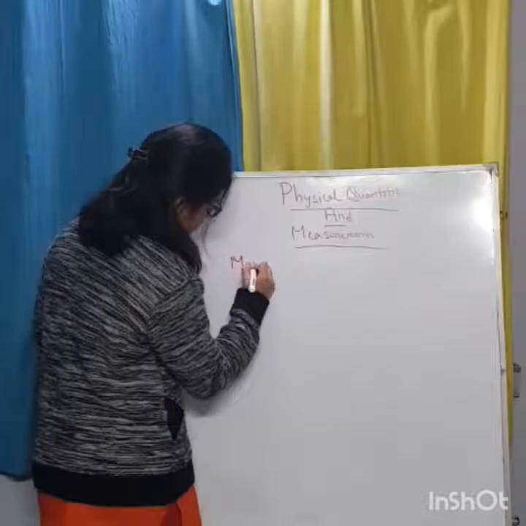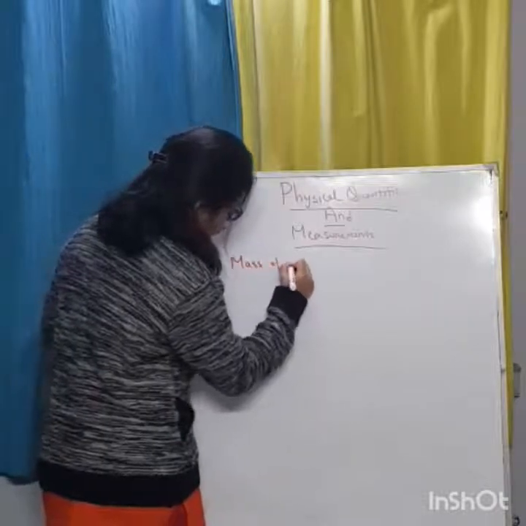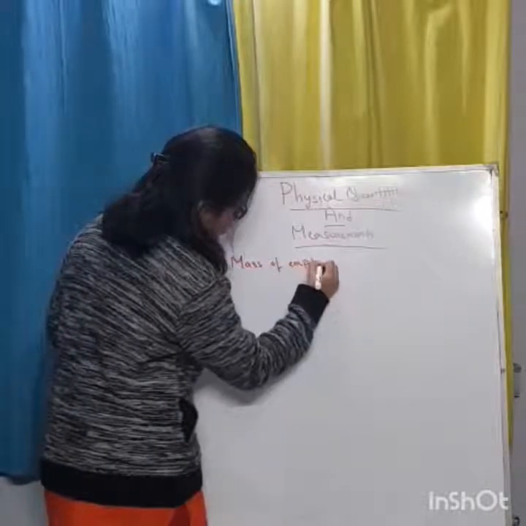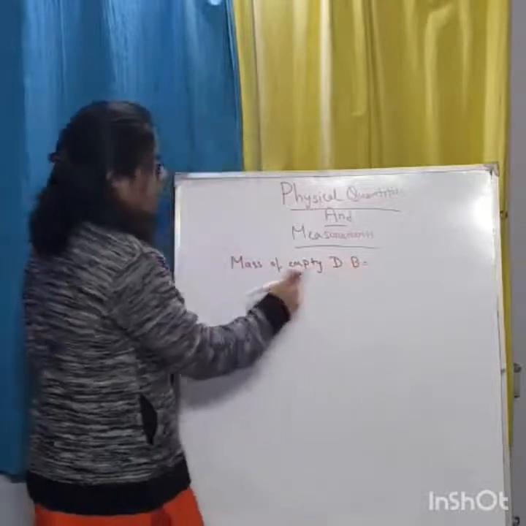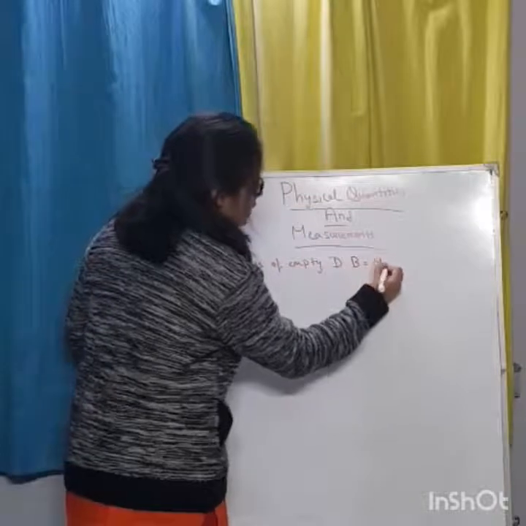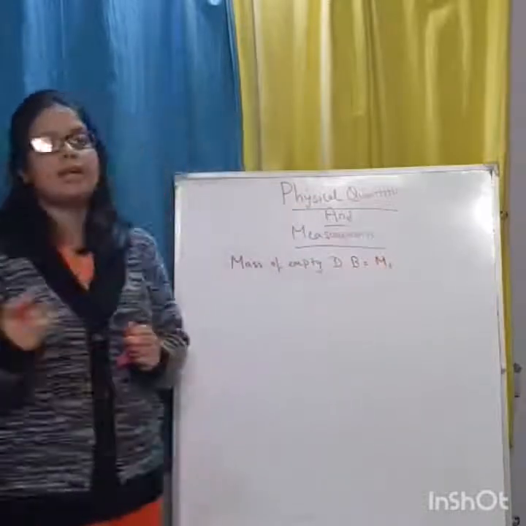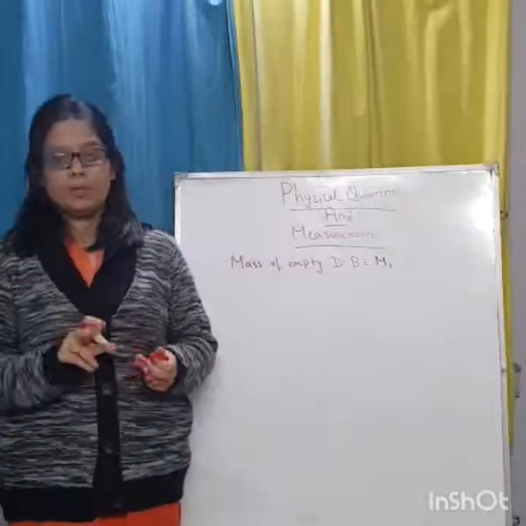Mass of empty density bottle, I am writing as dV, short form dV. Mass of empty density bottle, suppose that is M1. Now you fill it up with water.